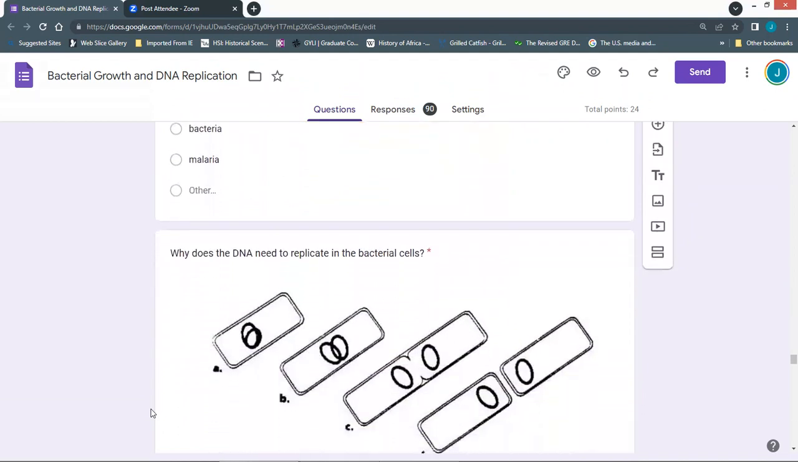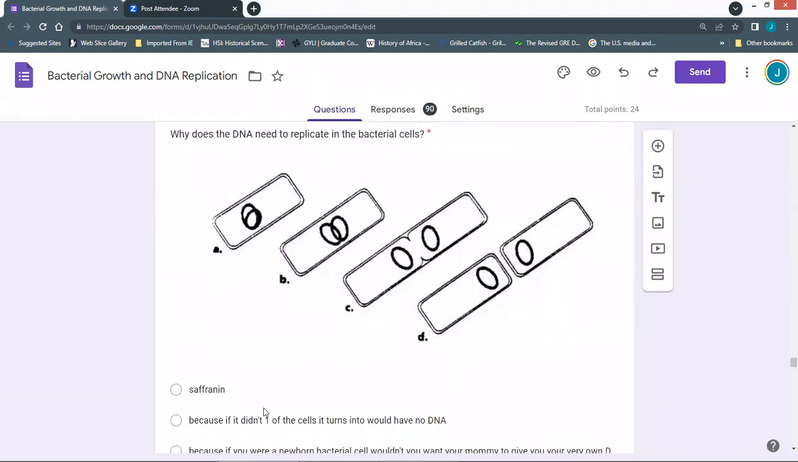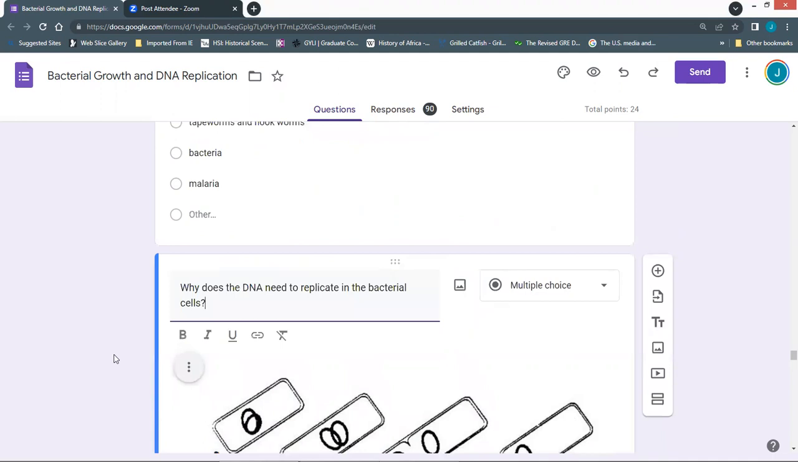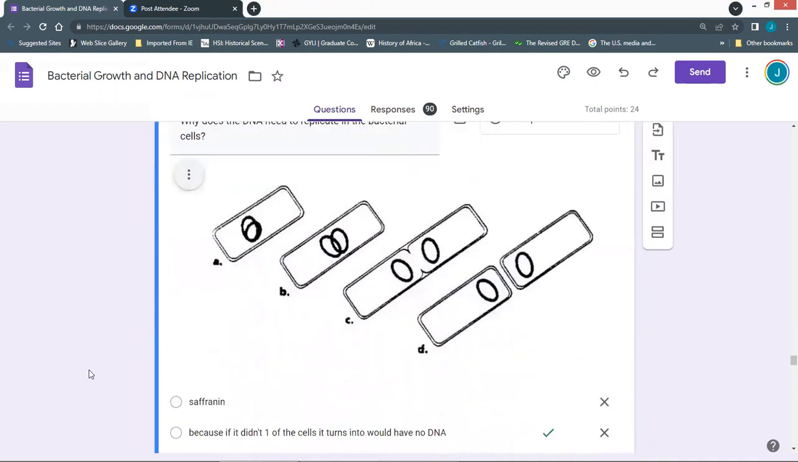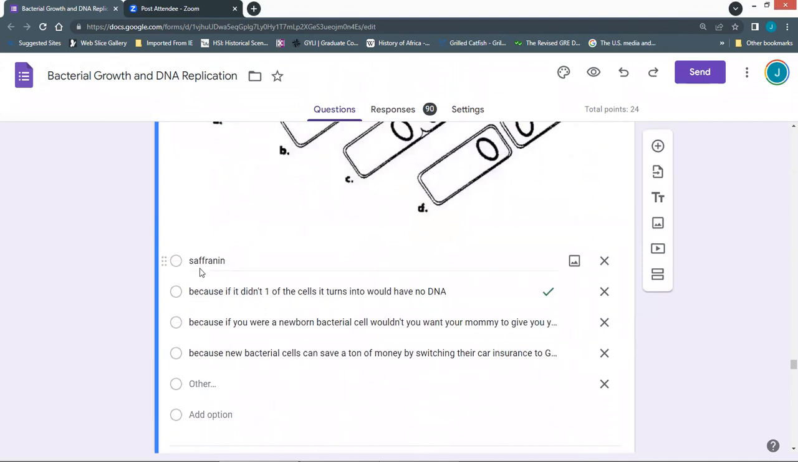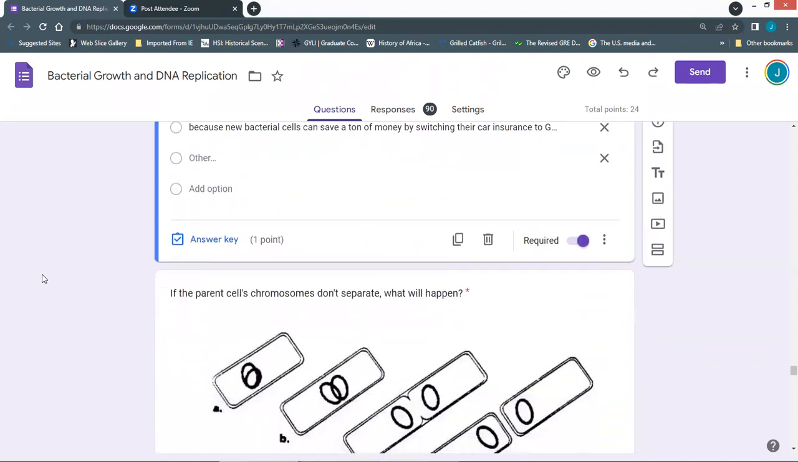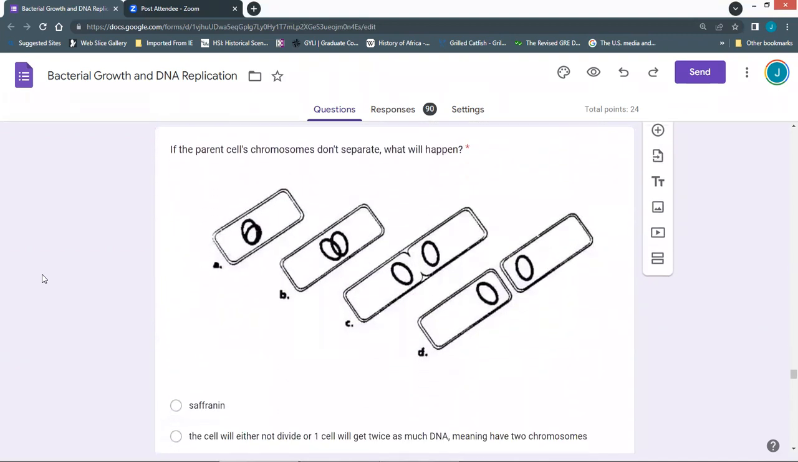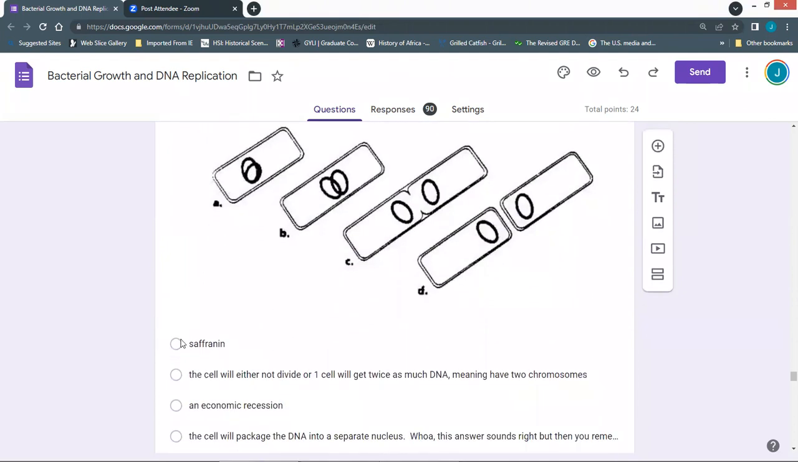Okay. Why does the DNA need to replicate in the bacterial cells? Because if it didn't, one of these cells will be missing some DNA. And that answer is written down below there. Continuing on, if the parent cell's chromosomes don't separate, what will happen? The cell will package the DNA into a separate nucleus. That doesn't sound right. The cell will either not divide or one cell will get twice as much DNA, meaning having 2 chromosomes. That would be the answer there.